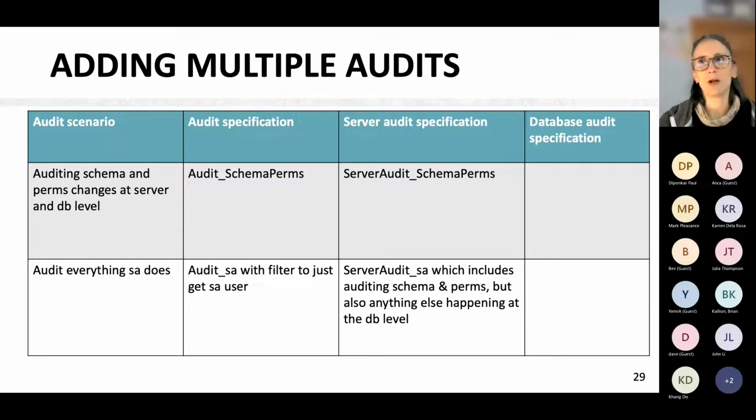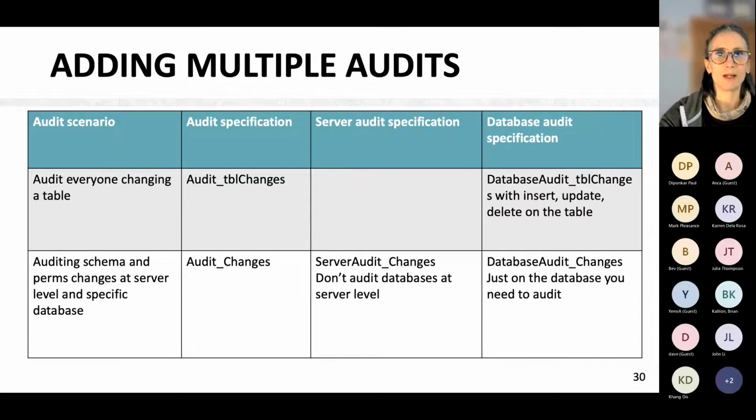So you could say, I want to audit schema permission changes, and you have that first line there. Then, I want to audit everything SA does, literally everything, so I want to put that in a separate one, because I don't want to see all that SA stuff mixed in with my permission and schema changes. And then I could say, I want to audit everything anyone does to change a table, so I could set up a different audit specification with a database audit for that. And then maybe I wanted to audit schema permission changes at the server level, but not all the databases, and just get one database. There are all these variations, and you can do all kinds of stuff. I wouldn't necessarily put all of these on at the same time, but this gives you an idea that you could do multiples of these.